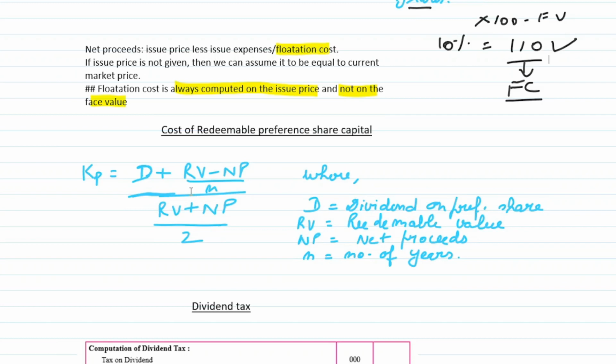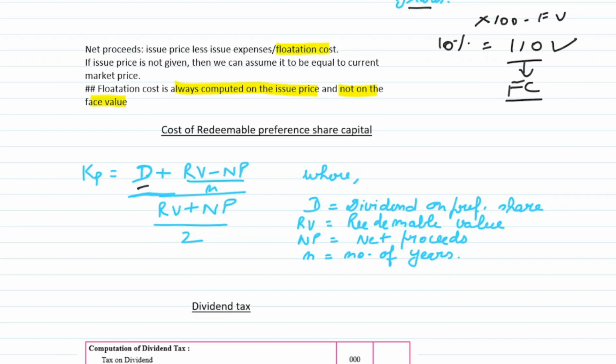Redeemable means what? Something which has to be repaid after a certain point in time, right? So how do you compute this? Computation is the same as we did in the case of redeemable debentures. You pay annual dividend, that is D, plus RB, that is redeemable value, the value that needs to be repaid back, minus NP, that is the amount being borrowed by the company, and this is distributed over a period of time.